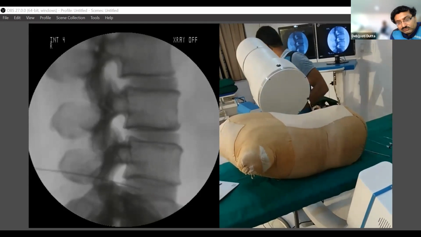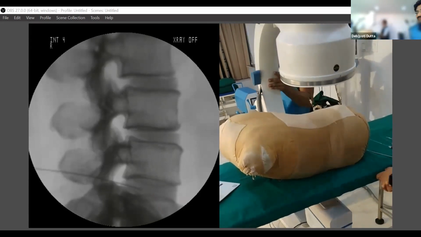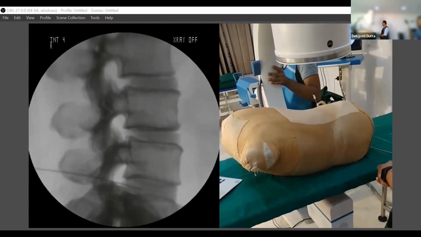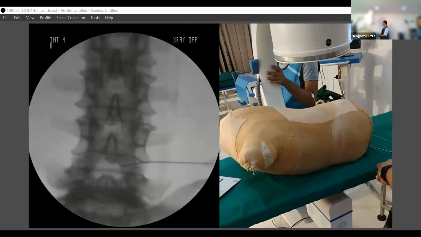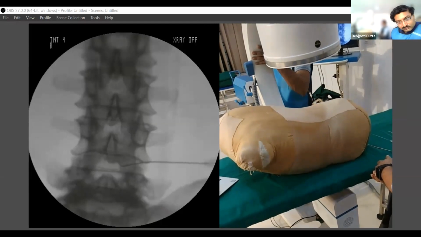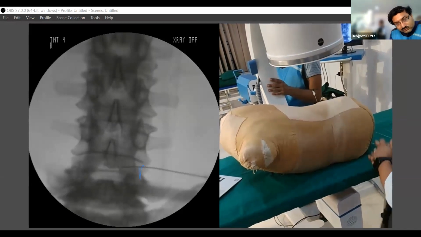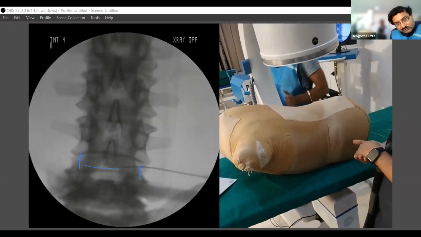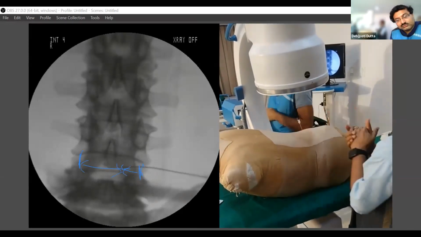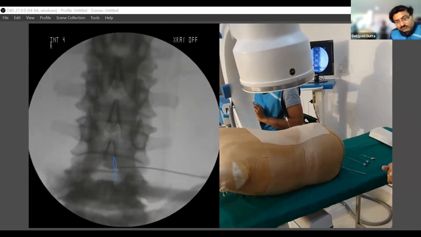You can see in the AP view also, if they made the end plate parallel, you can see the disc is nicely inside, almost in the center. Normally, for the discographic procedure, for ozone nucleolysis and some other procedures, you need to cross the annulus. Exact center is not needed, but still, we are almost in the center, and that is the perfect position to inject the dye to do the discography.